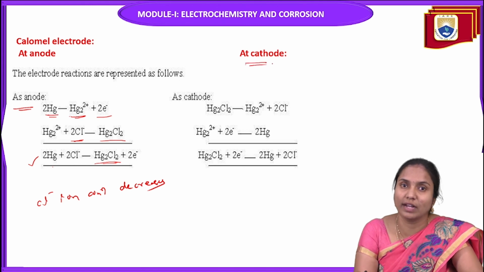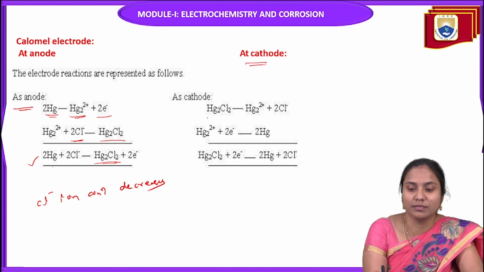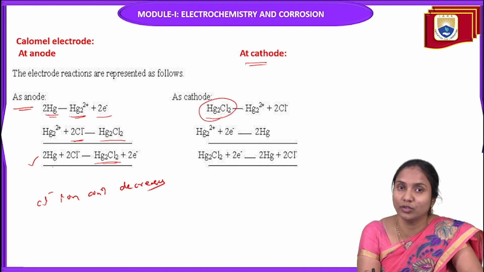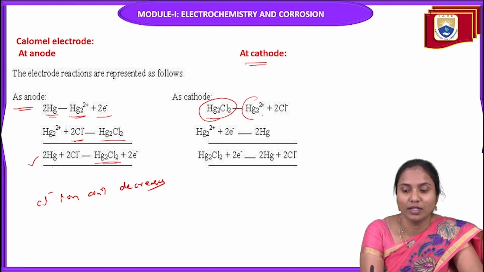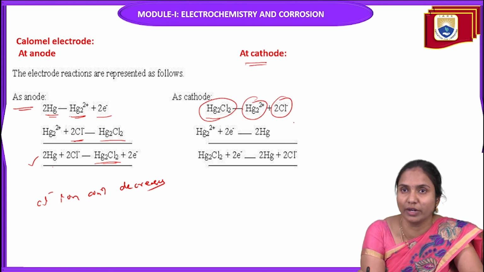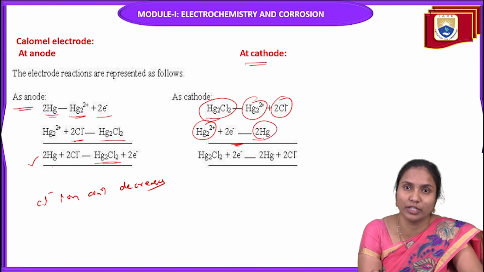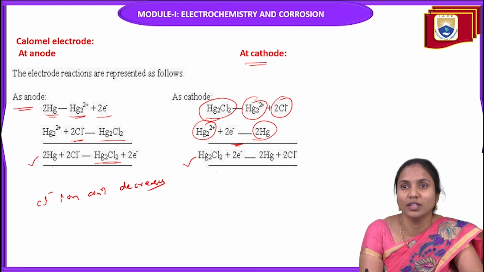If this calomel electrode acts as cathode, then mercurous chloride undergoes reduction. At the cathodic area we already know that reduction reactions take place. First, this mercurous chloride decomposes into mercurous and chloride ions. Then the mercurous ions gain 2 electrons because it is a reduction reaction, giving mercury. So the overall reaction at the cathodic area is mercurous chloride and gain of electrons, giving mercury plus chloride ions. Here the concentration of chloride ion increases.